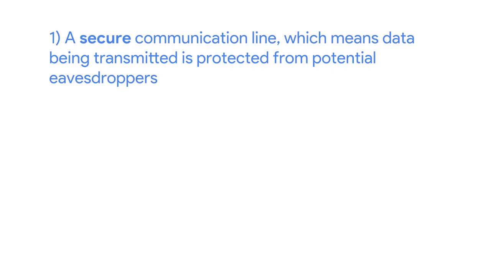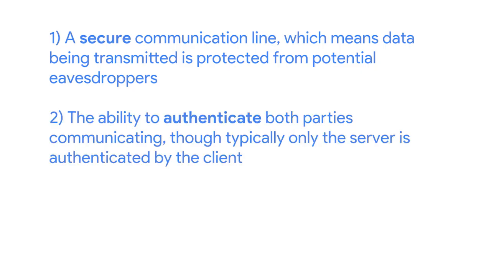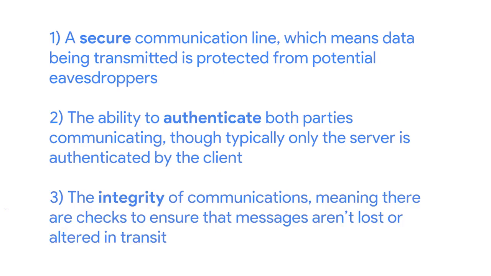TLS grants us three things. 1. A secure communication line, which means data being transmitted is protected from potential eavesdroppers. 2. The ability to authenticate both parties communicating, though typically only the server is authenticated by the client. And 3. The integrity of communications, meaning there are checks to ensure that messages aren't lost or altered in transit.